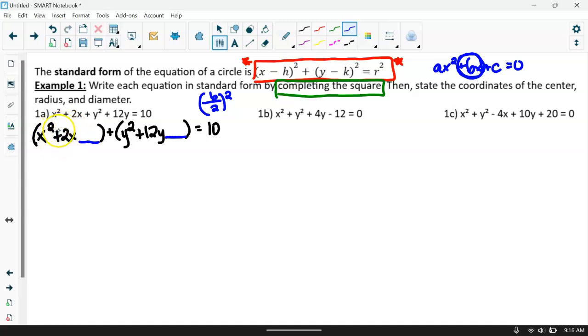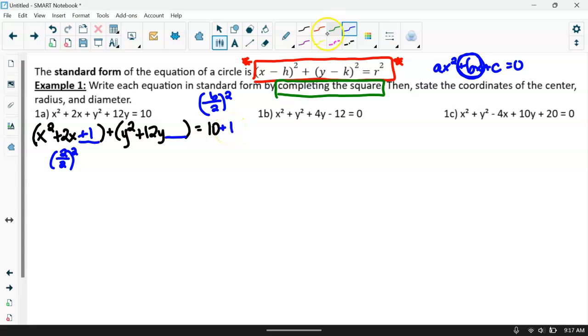So b in this case is 2. So we're going to half 2. Here, I'll write it out for this one. We're going to half 2 and then square it. Well, half is 1. 1 squared is 1. So we're going to add 1. Now, keep in mind, we have an equation, so we have to keep it balanced. So whatever we do to one side, don't forget to also perform to the other side. Oop, we don't have plus 11. Sorry about that. We have plus 1.